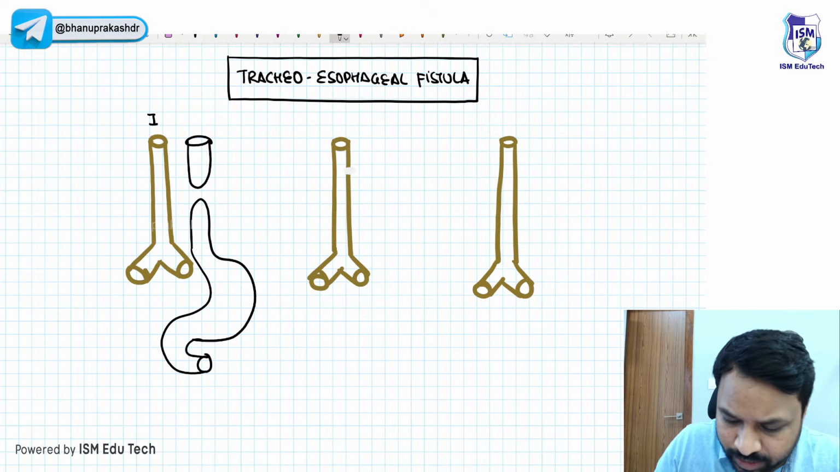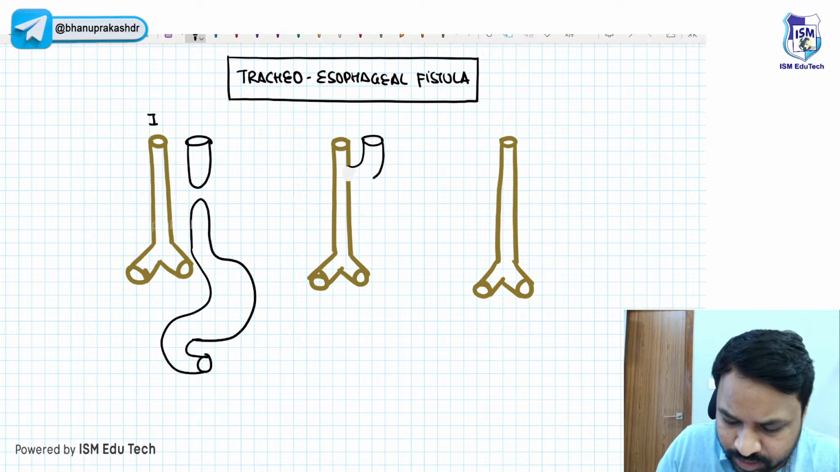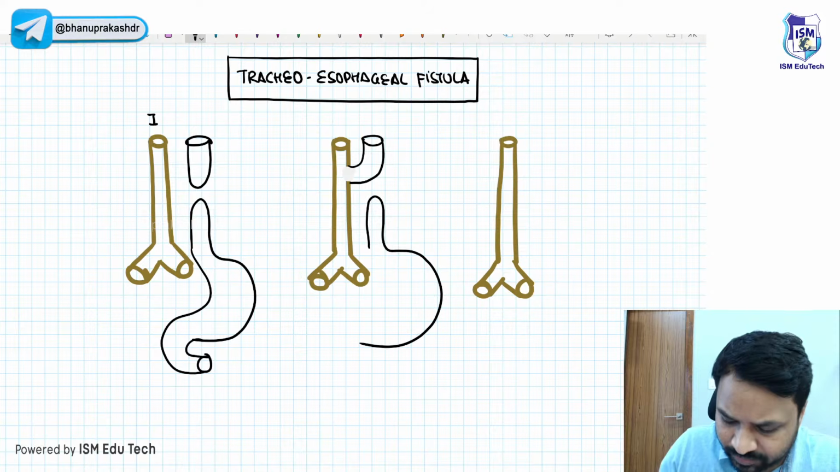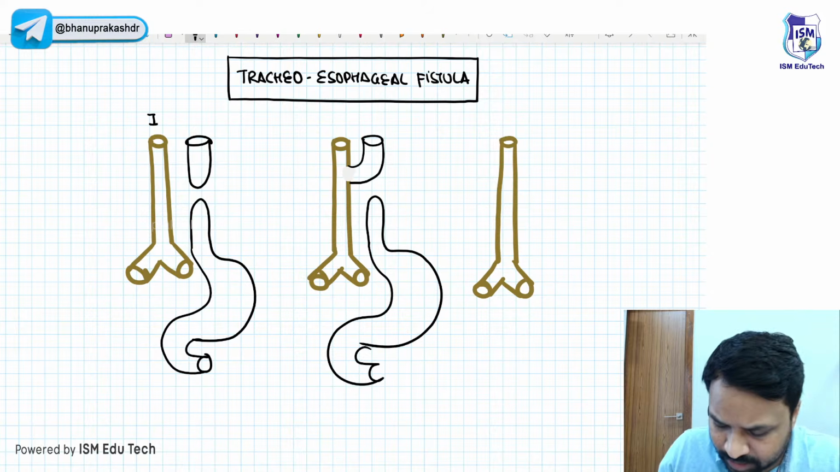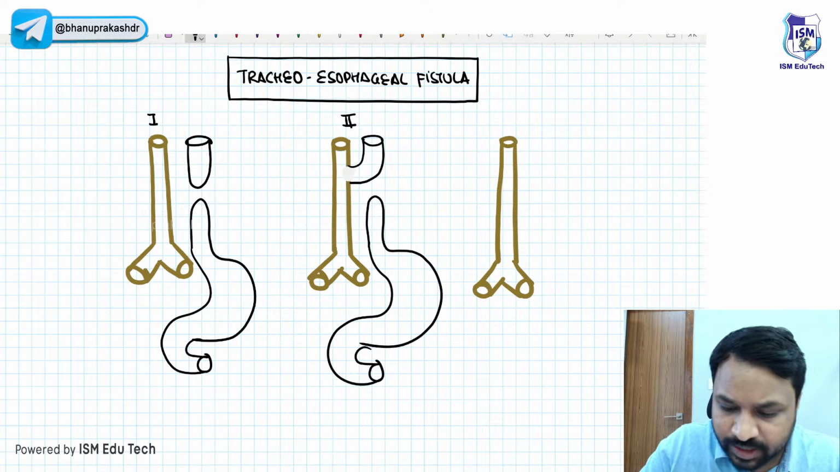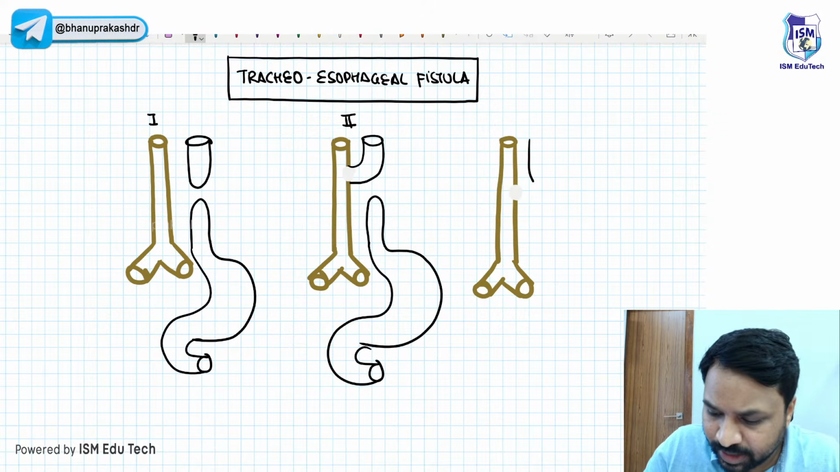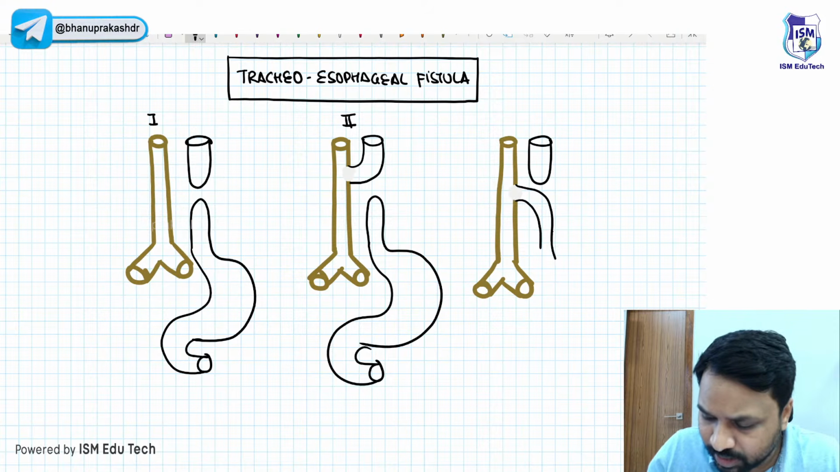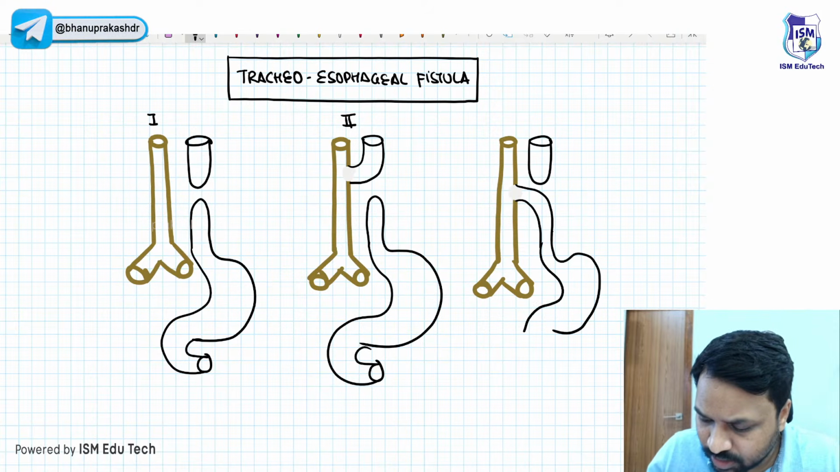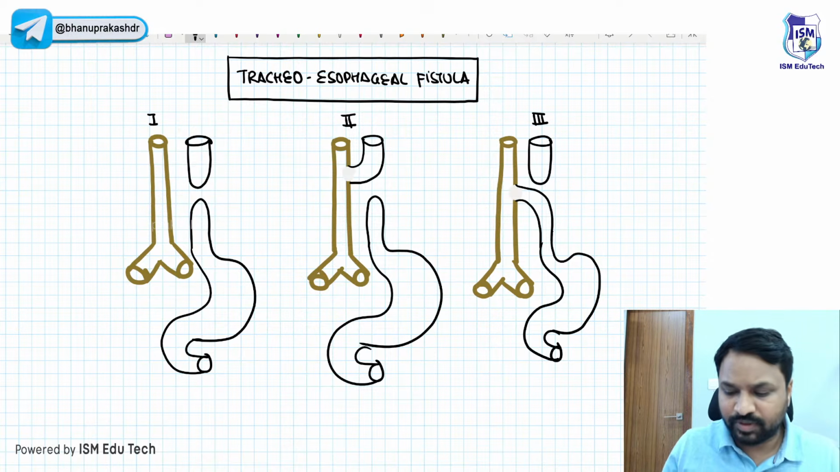In the type 2 variety, you will notice the upper segment is communicating with the trachea, whereas the lower segment is having an atresia, and this continues across. This is your type 2 variety. In a type 3 variety, you will see it is the lower segment that is communicating. The upper segment is maintaining an atresia, so this is the atresia here. The lower segment communicates across here in this manner, right? This is your type 3 variety.